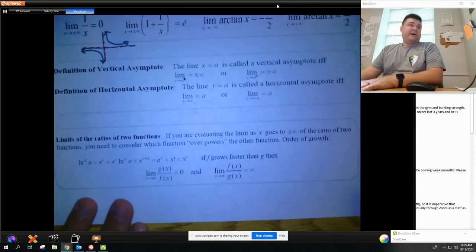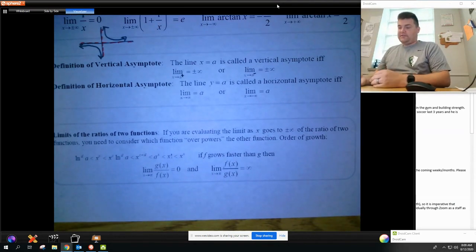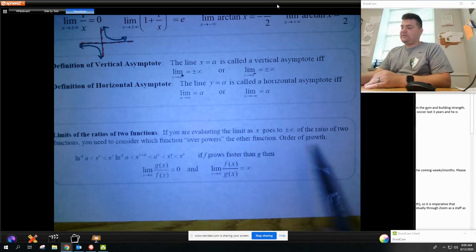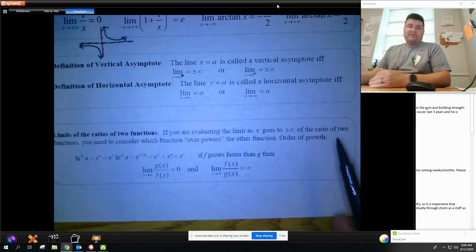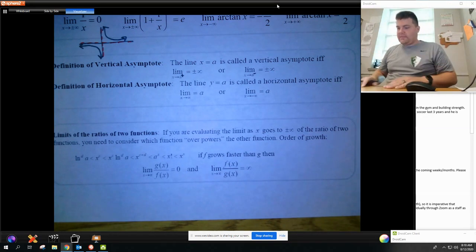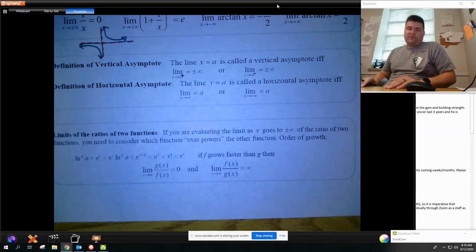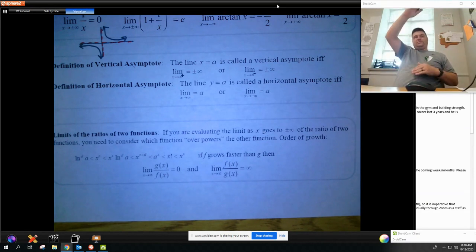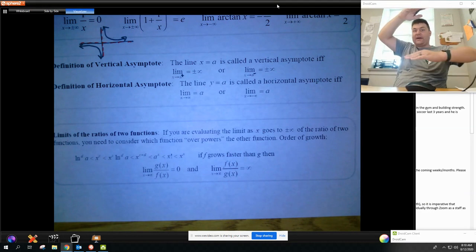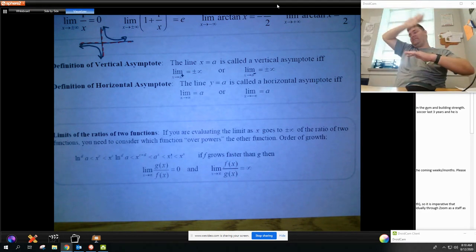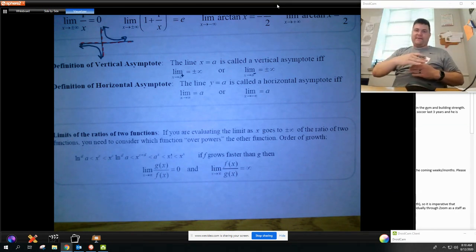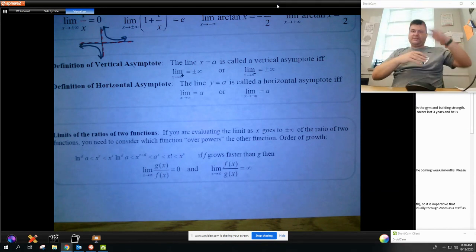All right, now let's talk about how fast some of these things are growing. If you're evaluating a limit as x goes to infinity or negative infinity of the ratio, and ratio means dividing, of 2 functions, you need to consider which one overpowers the other function. If you have a function on top that grows faster than a function on the bottom, then it's going to go to infinity, because that top one is so much larger as you get further and further up to infinity. But let's flip it. Let's say that your bottom one is a lot faster than your top one. Then it's going to go to 0.